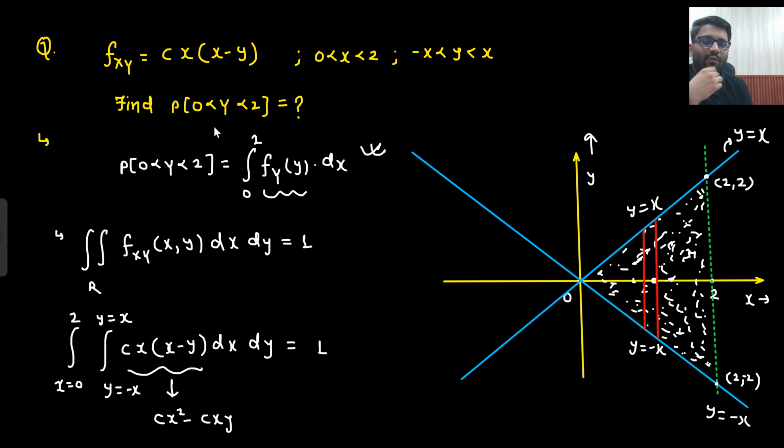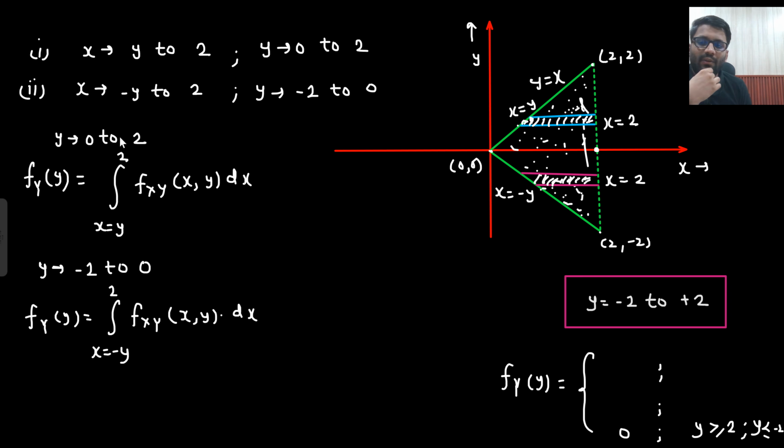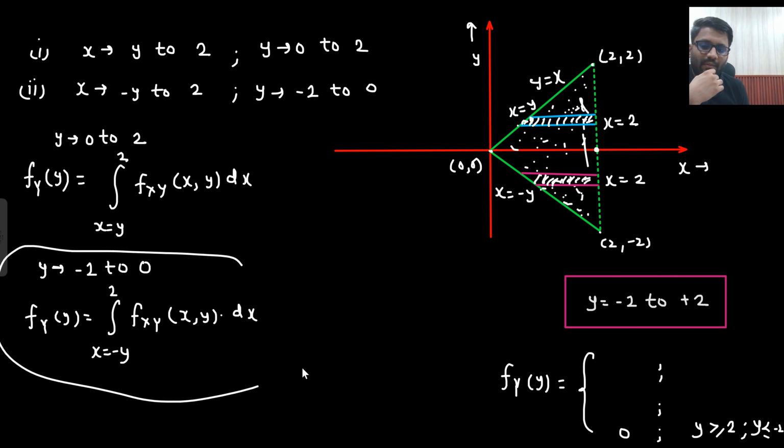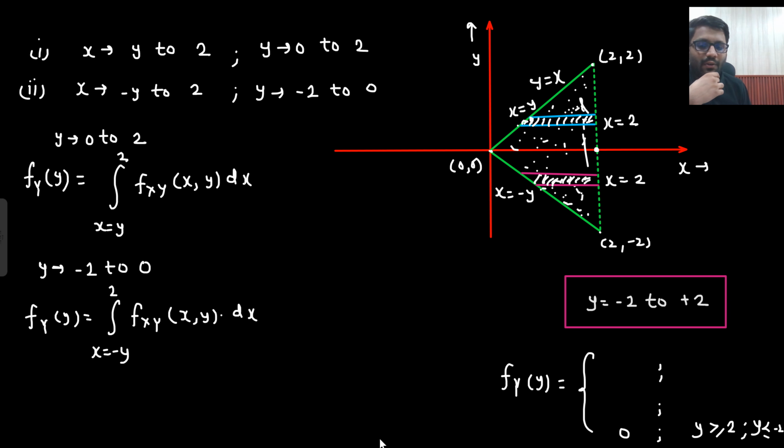But just think about it, what we need to find? Probability of y taking value between 0 to 2. So do you really think that you need to solve this particular part? What I am saying, do you think that you need to solve this particular part? Because what is required? You need to find the probability of y taking value between 0 to 2. This is what you need to find. Say yes or no. Random variable y taking value between 0 to 2.